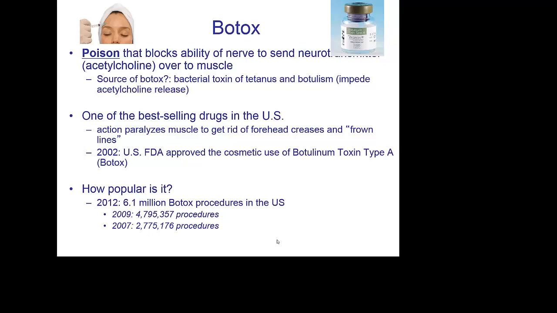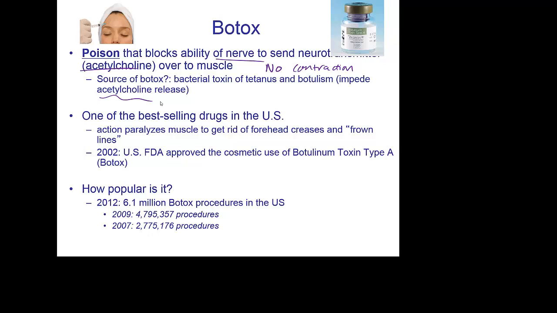What about Botox? Why would I even talk about Botox now? Well, I talk about Botox because it actually blocks the nerve's ability to send acetylcholine, so there is no contraction. And actually what it's doing is paralyzing the muscles so that they can't release acetylcholine. If you can't release acetylcholine, you get no contraction.